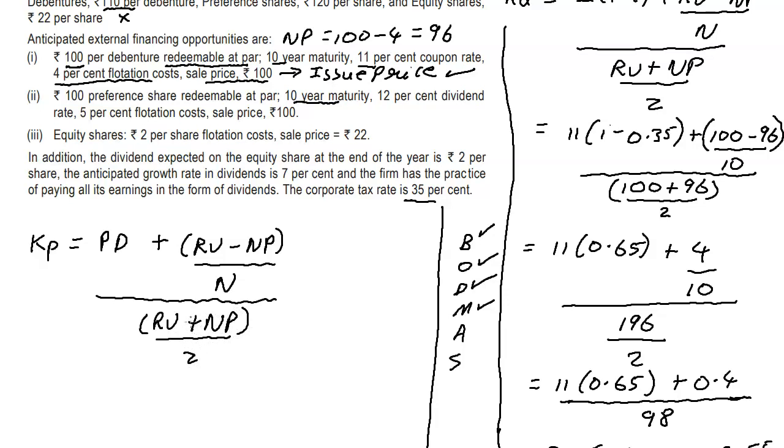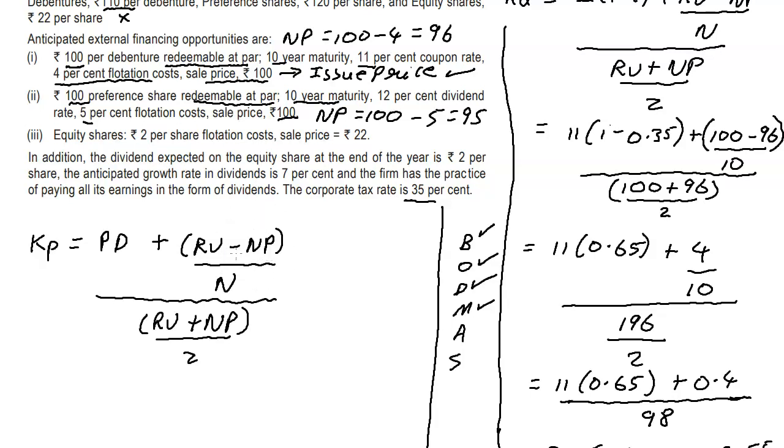Now, looking at the question, again they're saying the sales price is 100, but this time the flotation cost is 5. So that means my net proceeds is going to be 100 minus 5% of what? 5% of 100 gives us 5. So 100 minus 5 gives me 95. And they're saying it's redeemable at par. What is the face value? 100. Okay, so we have information as far as the redemption value is concerned, net proceeds is concerned, number of years they've told us is 10.